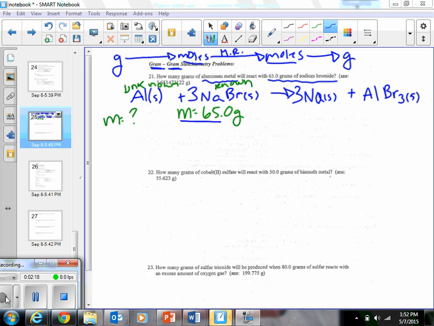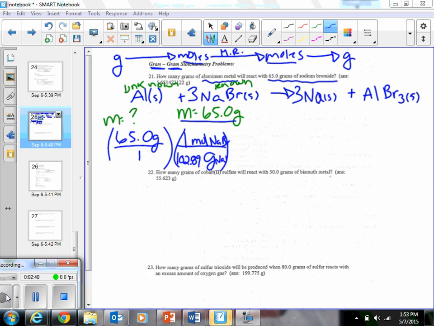Start with grams of your known. So this is 65 grams. And multiply it by the molar mass to convert to moles. So we're going to have 1 mole of sodium bromide. Grams will be in the bottom per 102.89 grams of sodium bromide. Grams cancel. Okay, now I have moles of sodium bromide. So I'm at this step here.